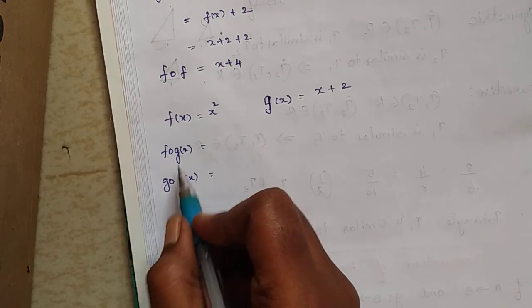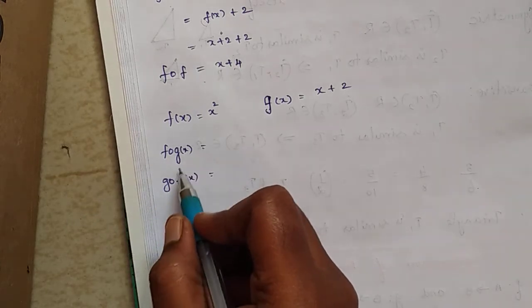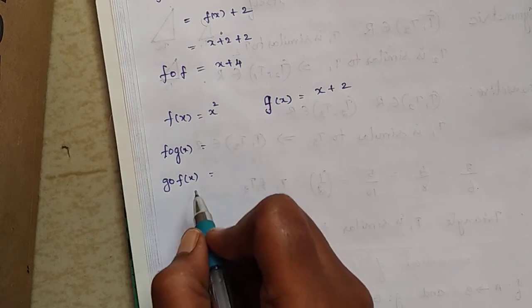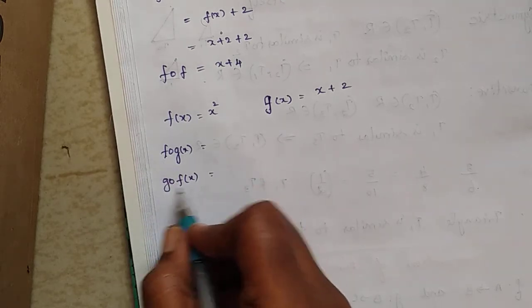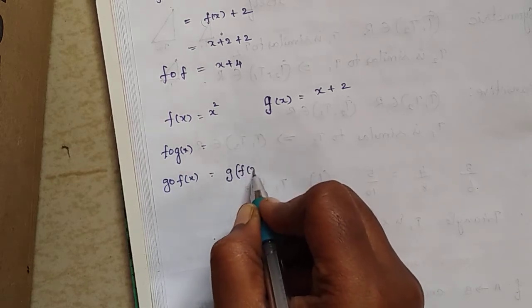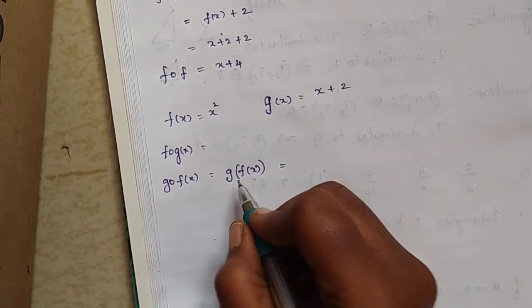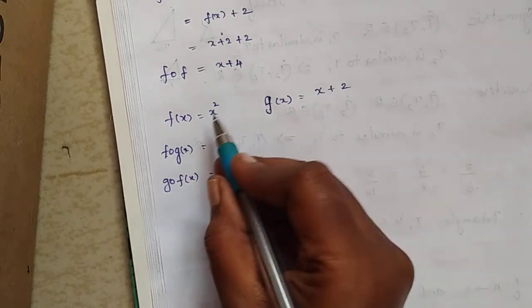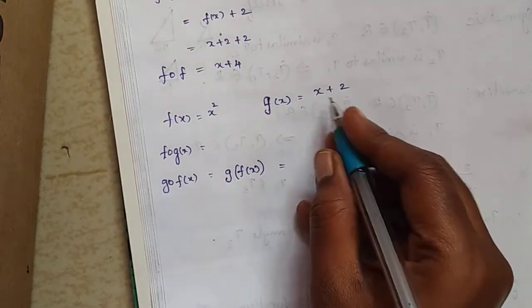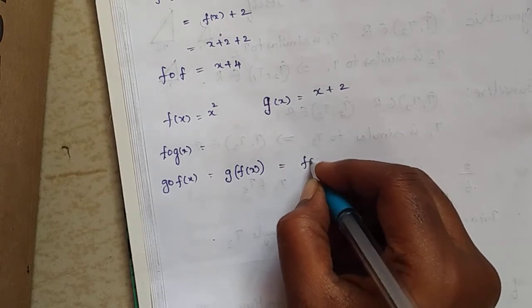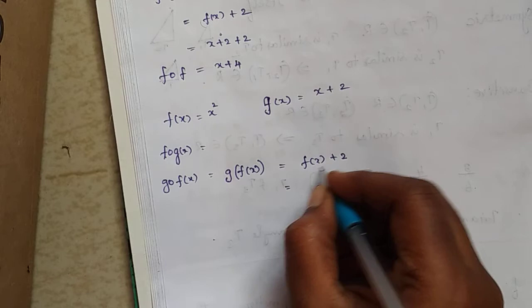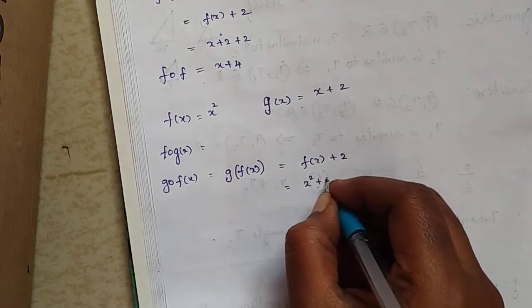Now let us check whether both are same or not: f of g, g of f. Till now we have seen g of f. G of f means g of f of x. In the function g, I have to put my x square, f of x, there. So f of x plus 2, and f of x value is x square, so this is equal to x square plus 2.